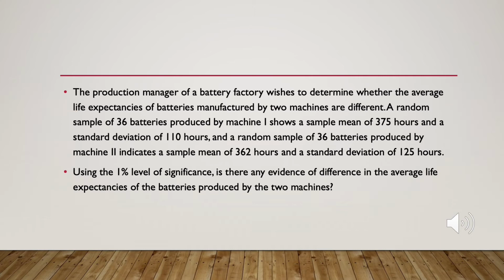And a random sample of 36 batteries produced by machine 2 indicates a sample mean of 362 hours and a standard deviation of 125 hours. Using the 1% level of significance, is there any evidence of difference in the average life expectancies of the batteries produced by the two machines?